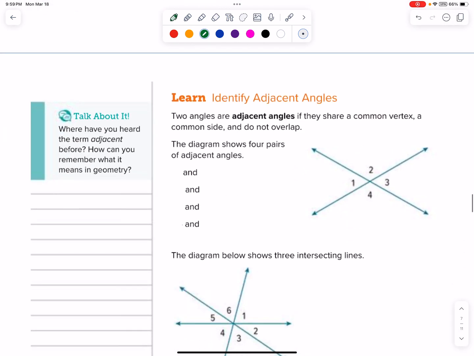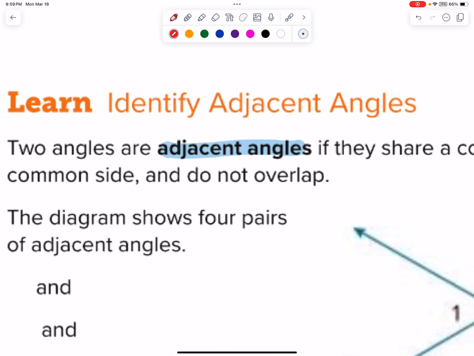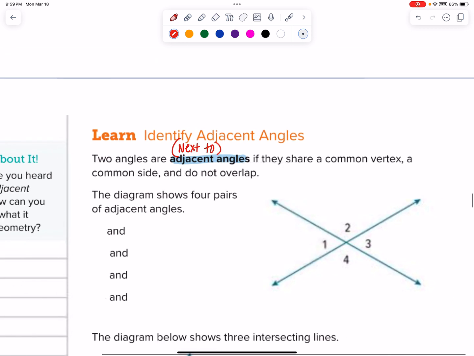Okay, all right, now we're going to go ahead and take a look at the word adjacent. So here's a new vocabulary word. If something is adjacent, it means it is next to. So let's go ahead and write that so you remember. Okay, next to is what that means. And so they share a vertex, but they don't overlap. Okay, so there can't be any gaps or spaces. They are the ones that are right next to the other one.